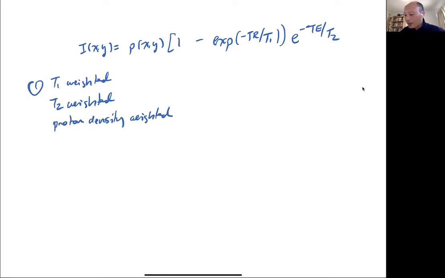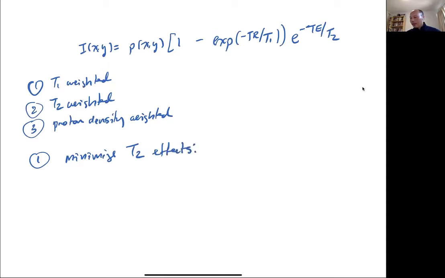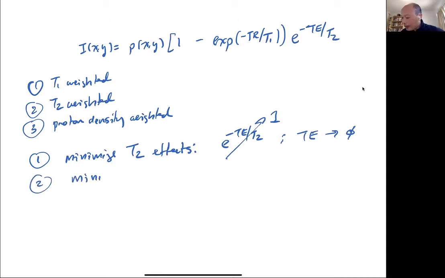Those are the three types of image contrast we're going to look at first, and these are very common in the clinical regime. For T1 weighted, we want to make the effects of T2 go away, so minimize T2 effects. Essentially we'd like this term just to go to 1, and the way we do that is by making TE as short as possible. So that would be a T1 weighted image. For T2 weighted, we'd like to minimize T1 effects.